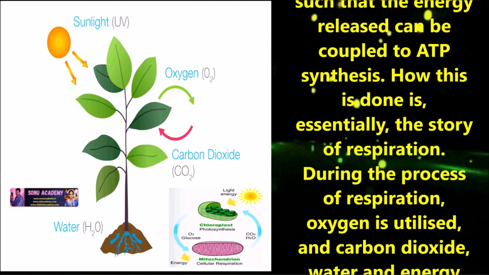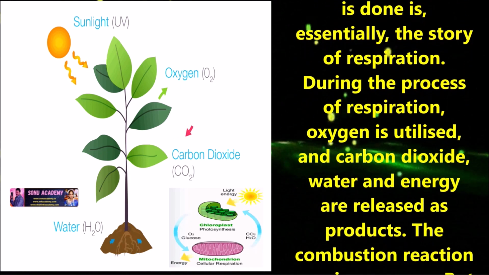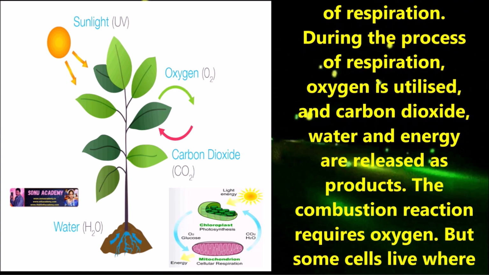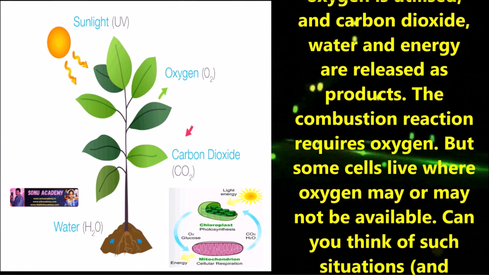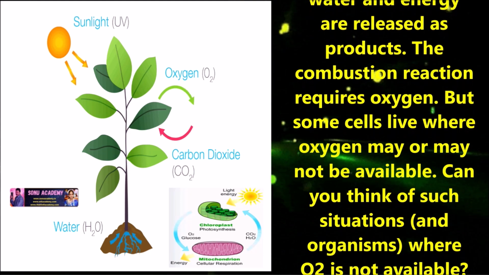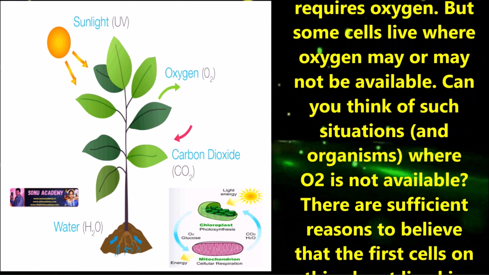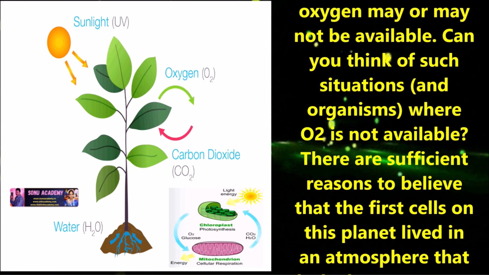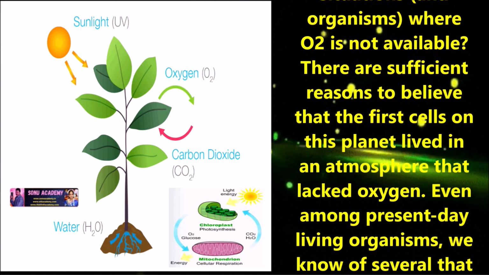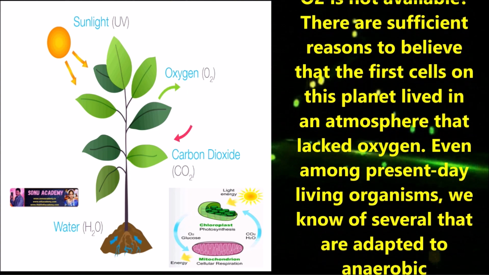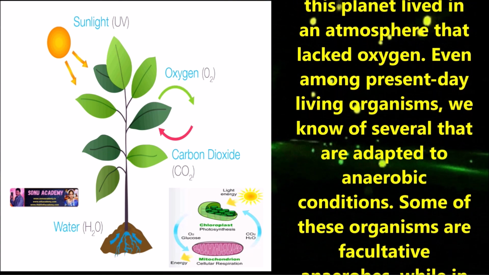The story of respiration. During the process of respiration, oxygen is utilized and carbon dioxide, water and energy are released as products. The combustion reaction requires oxygen, but some cells live where oxygen may or may not be available. Can you think of such situations where oxygen is not available? There are sufficient reasons to believe that the first cell on this planet lived in an atmosphere that lacked oxygen.